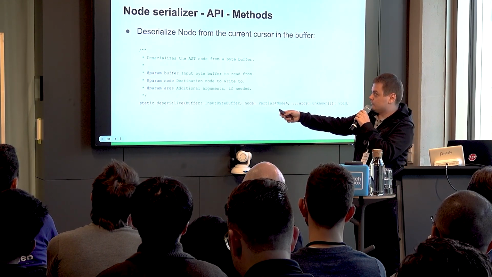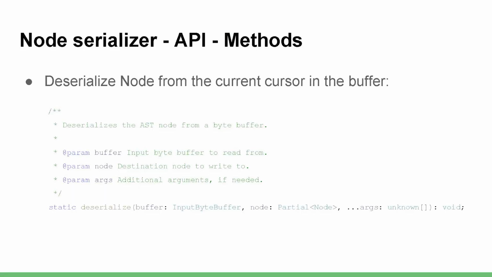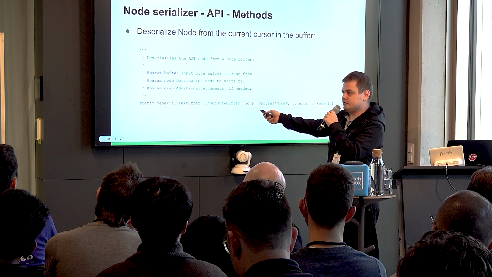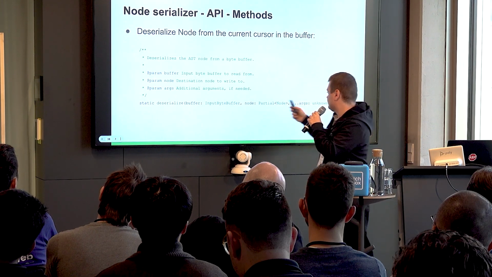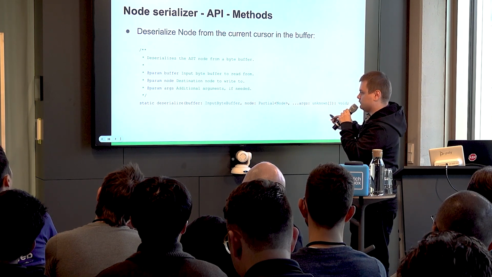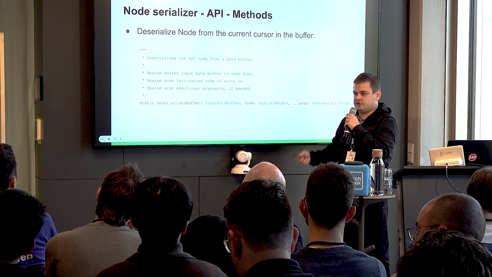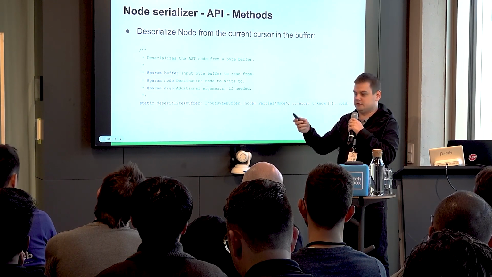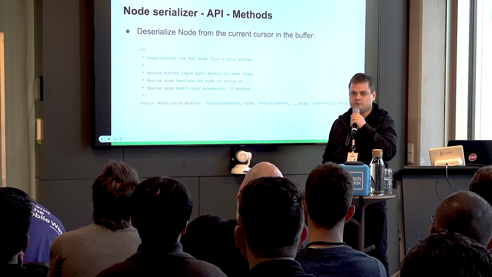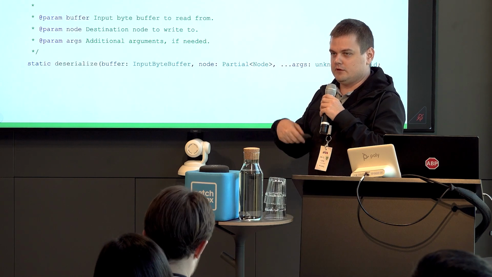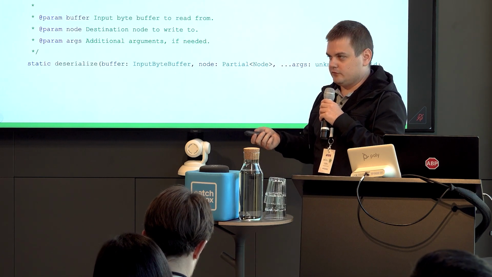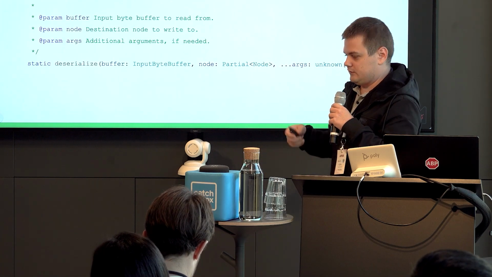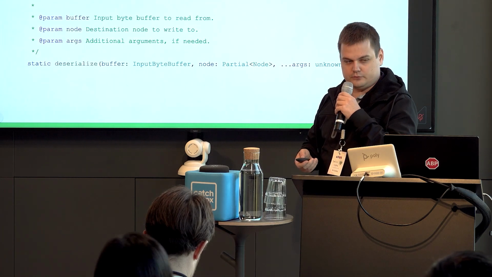And deserialize is the same. It waits for the buffer and the target node, where it writes data deserialized from the buffer, and also some additional arguments. Via serialize and deserialize, the internal cursors are incremented in the input byte buffer and output byte buffer. So we don't need to do it manually, helper functions do it. We just read and write, and if needed, we can change the position of the cursor.